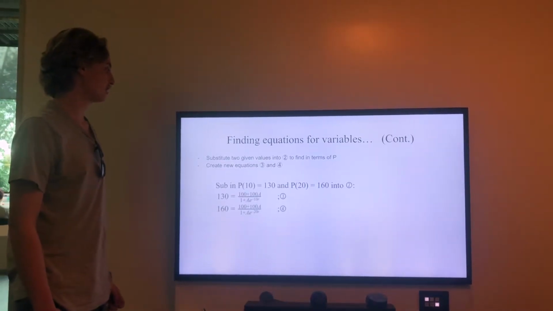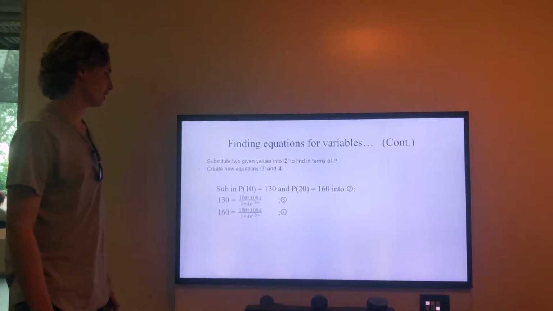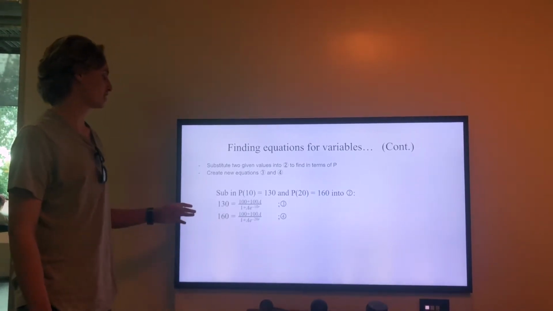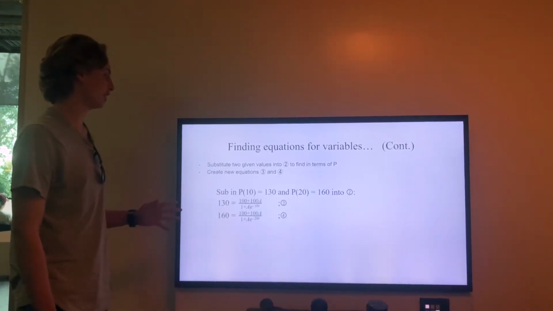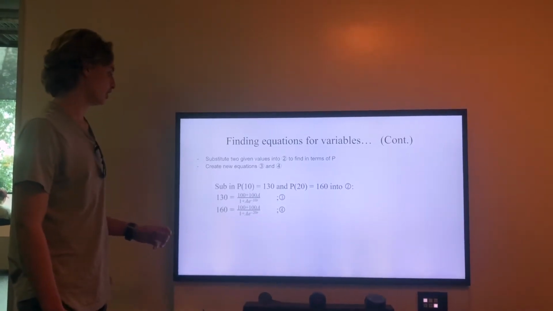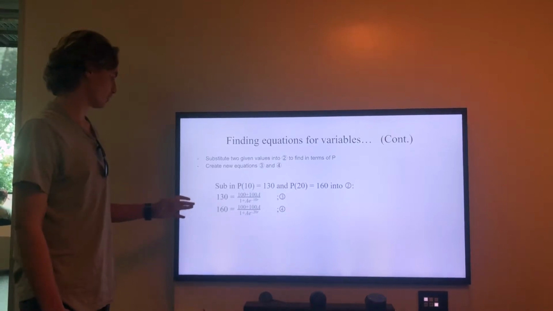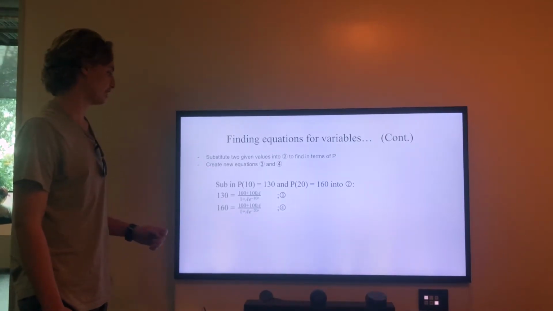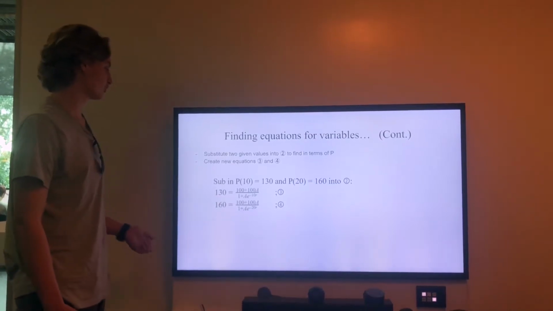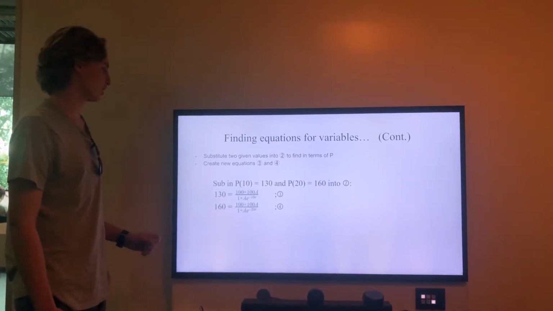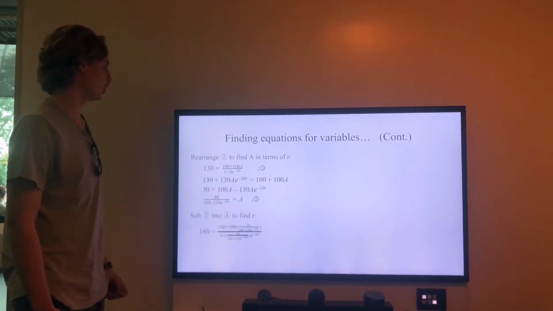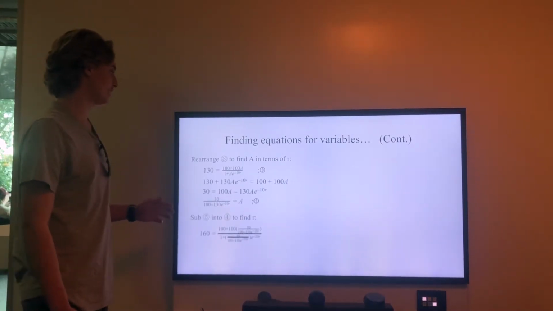We substitute the two given values into 2 to find A in terms of r. We create new equations 3 and 4 using the initial values. We sub in p(10) = 130 and p(20) = 160 into 2. This leaves us with 130 = (100 + 100A)/(1 + A e^(-10r)) and 160 = (100 + 100A)/(1 + A e^(-20r)). We rearrange equation 3 to find A in terms of r.